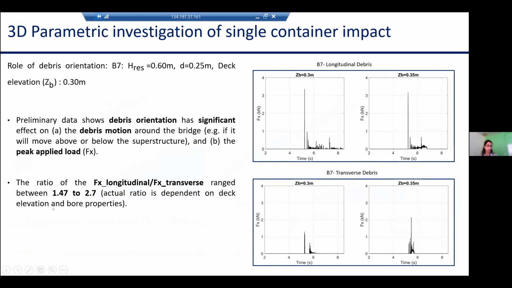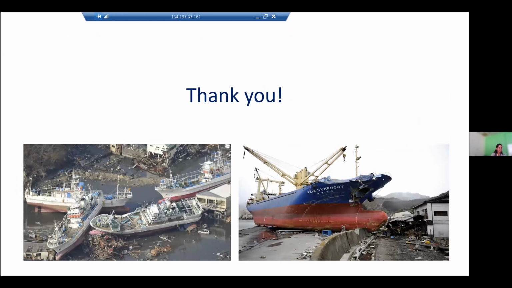And in terms of the applied load, our preliminary data shows that the debris orientation had significant effects on the debris motion. As you saw, the debris either could move below the deck or impact the offshore side and move above the deck. And in terms of the applied load, our results show that the applied horizontal load on the bridge, the ratio for the longitudinal debris to the transfer debris, ranges between about 1.5 up to 2.7, depending on the deck elevation and hydrodynamic condition. Thank you so much.